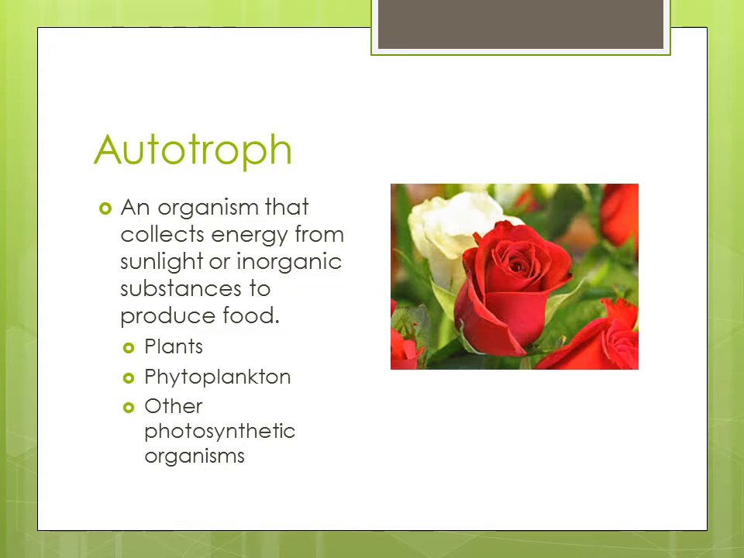So we're going to categorize our organisms in an ecosystem. And the first one we're going to have is autotrophs. Auto means self, like automatic, and troph is this level that we're going to be talking about. So an autotroph is an organism that photosynthesizes. We can say an organism that collects energy from sunlight or inorganic substances to produce food.